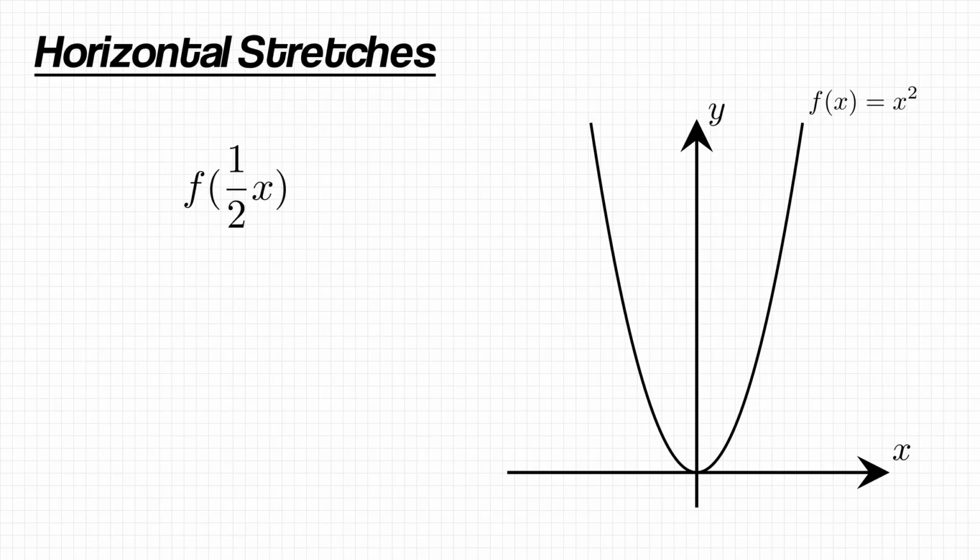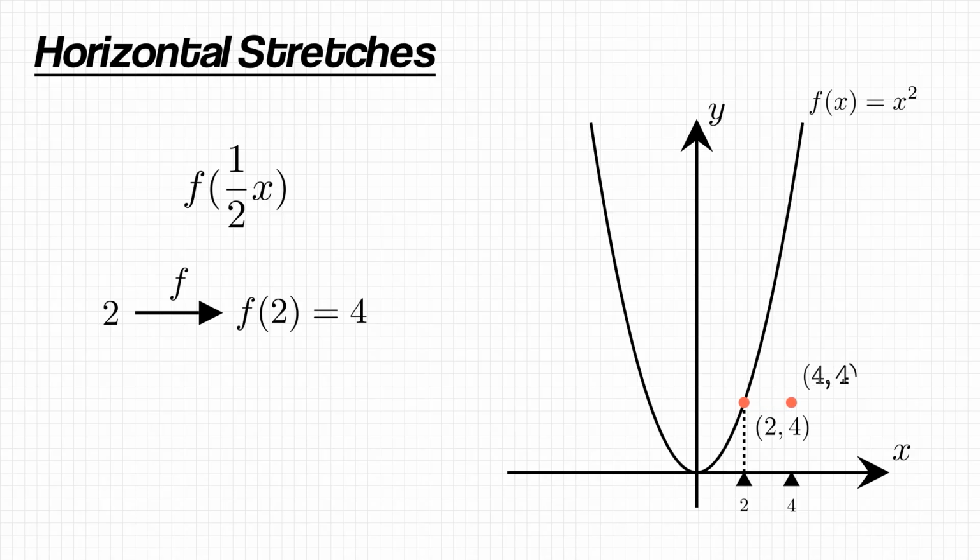First, let's take the input of x equals 4. But for our new graph, we need to multiply the input by a half before we pass it through the function. Now we take our new value of 2 and pass it through the function. Now we need to remember our actual x input was 4, so we need to divide the x coordinate by a half to undo the multiplication we did earlier to get the point on the new graph.